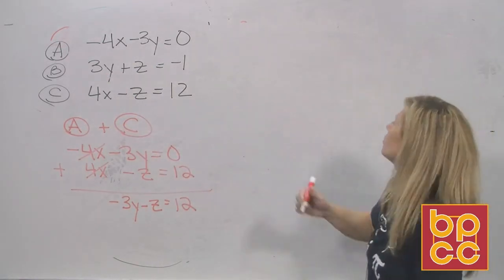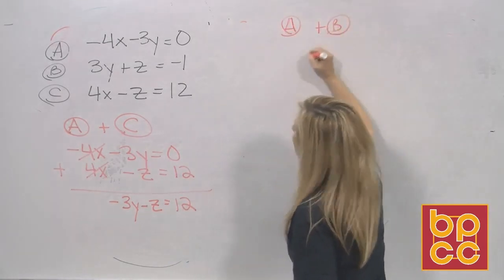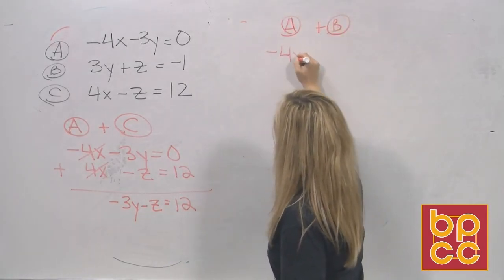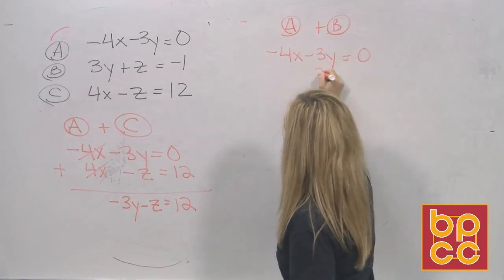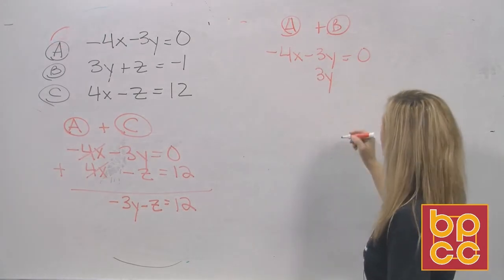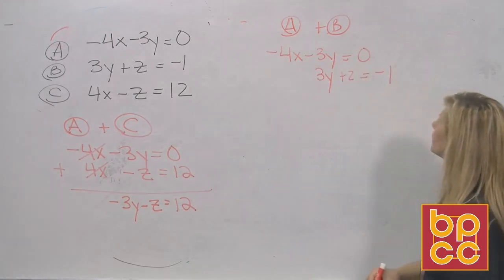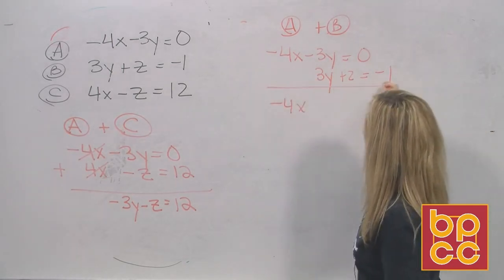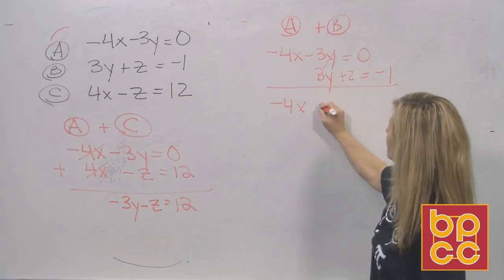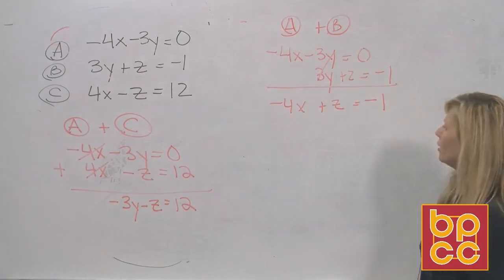All right, let's do that. So let's take our A equation, and let's take our B equation. I'm going to line the 3y underneath the 3y because that's like terms, plus z equals negative 1. The x is going to stay. The 3y's are going to cancel. The z is going to stay. And 0 and a negative 1 make a negative 1.